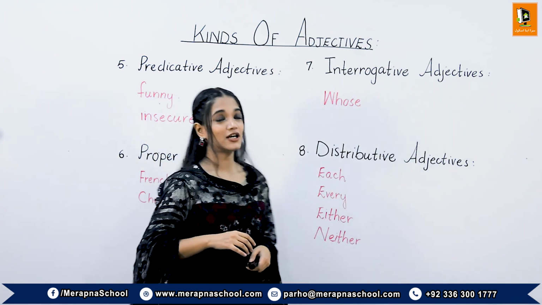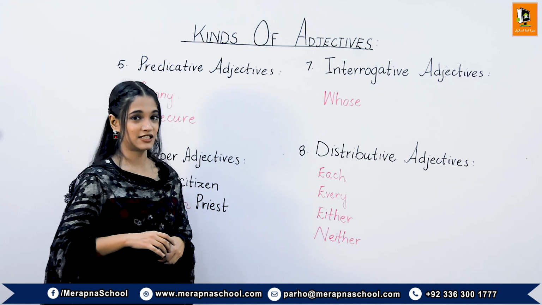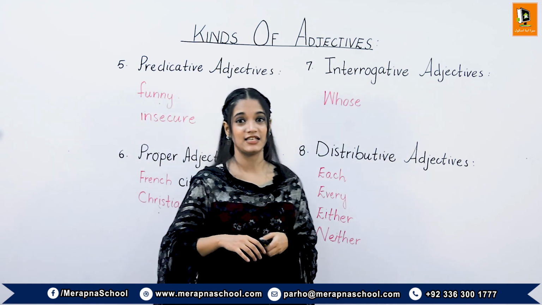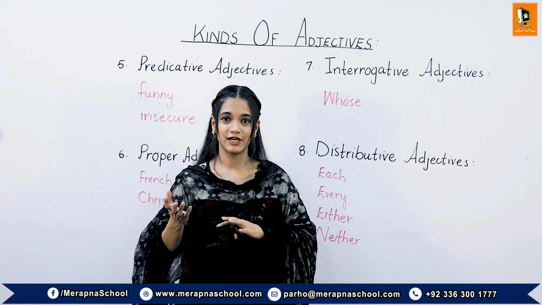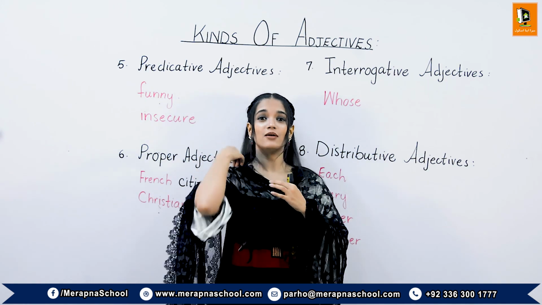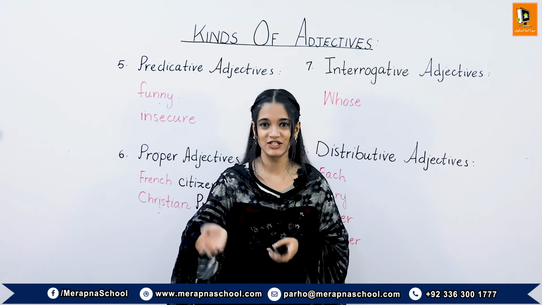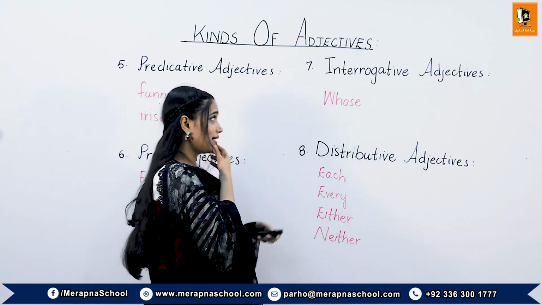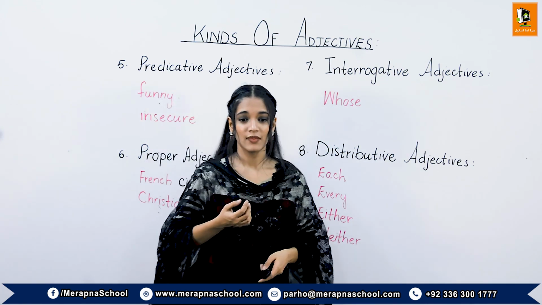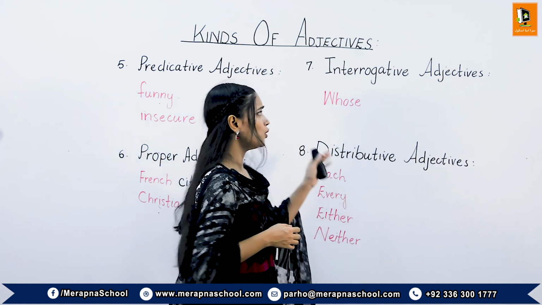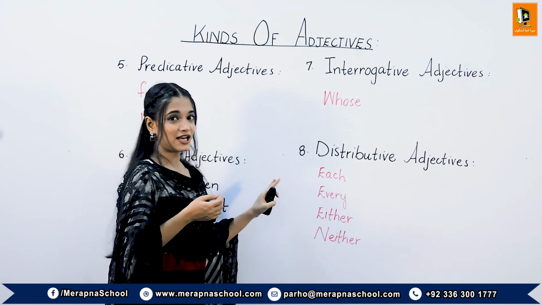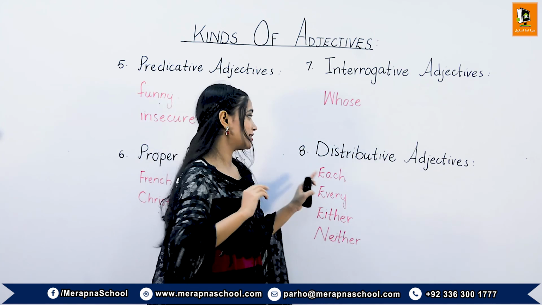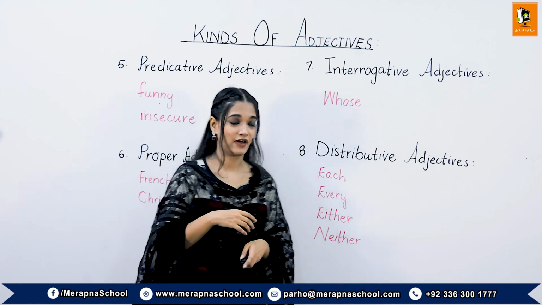Now we are going to talk about the next kind of adjective, which is the interrogative adjectives. Interrogative adjectives, like other parts of speech, induce questions in sentences. For example, whose? Whose keys are these? Now the next kind of adjective is distributive adjective.